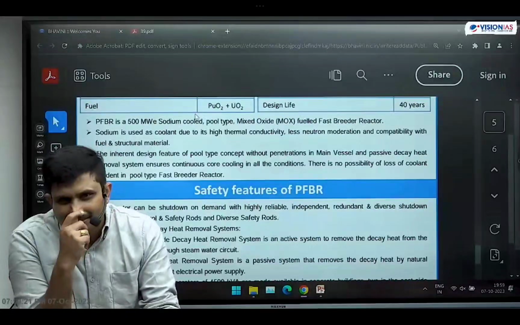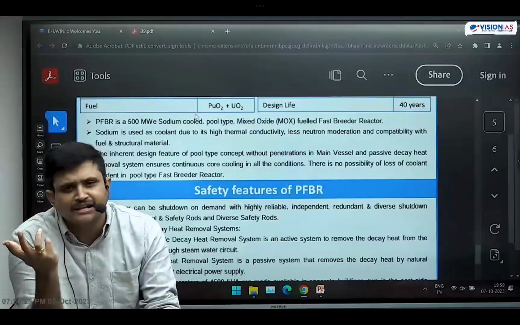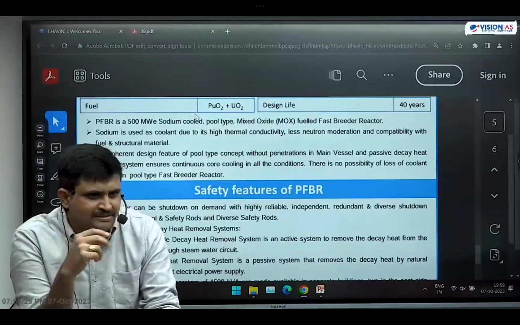Tomorrow I will continue with the continuation of nuclear energy. In the next session I will explain about the third stage of nuclear power program.